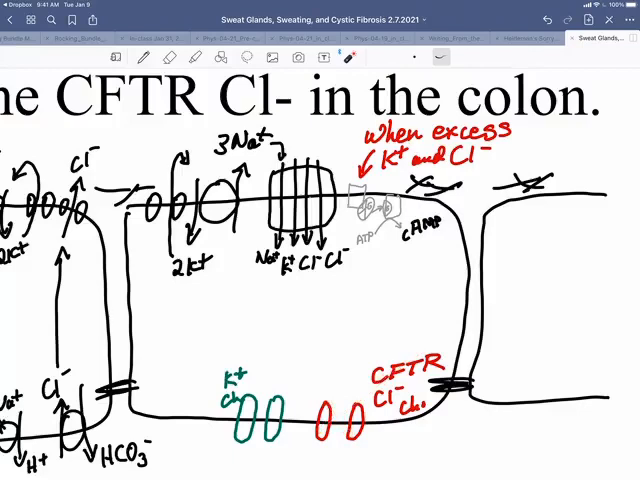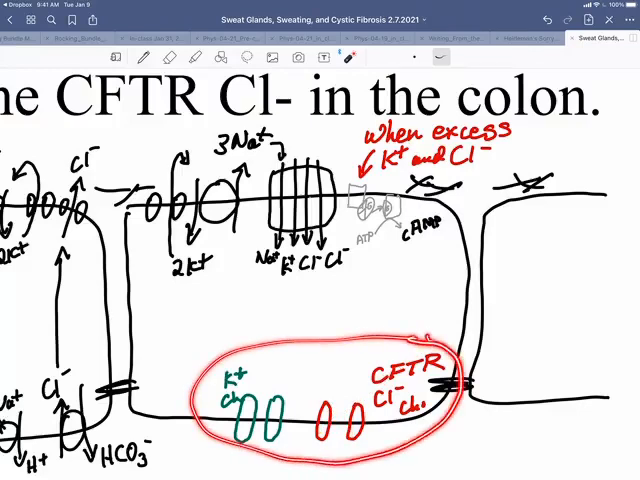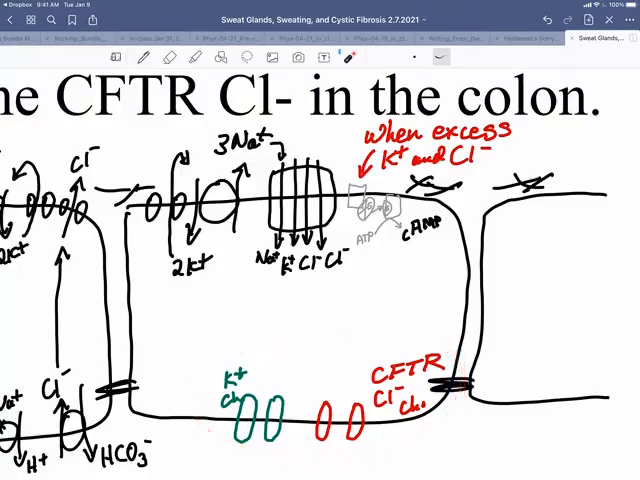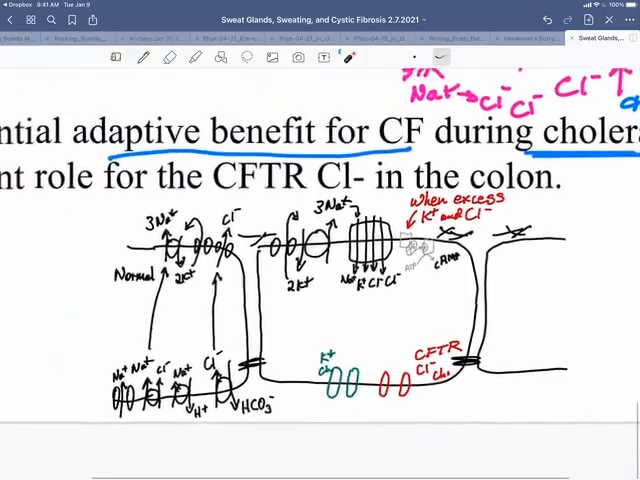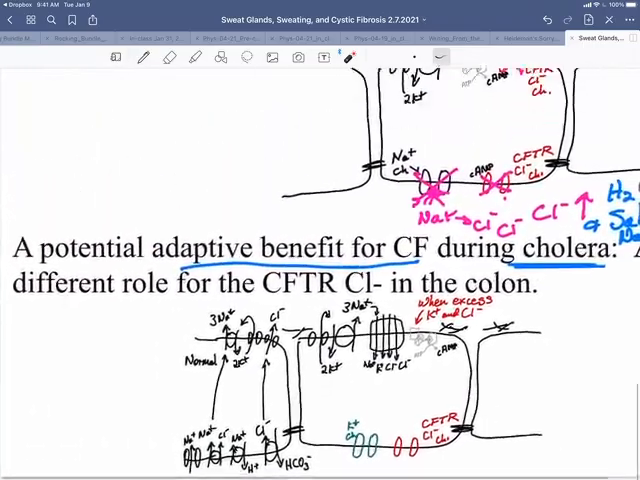So you might wonder, why have this system at all? Because it seems like all it does is make you susceptible to cholera. Well, this whole system is normally activated when potassium and chloride are in excess. So if you've had excess chloride and excess potassium, that activates this system to allow you to get rid of some of that potassium and chloride in feces. And it probably also does things like keep the feces moist enough. So there may be other functions there. So that's a hypothetical potential adaptive benefit.